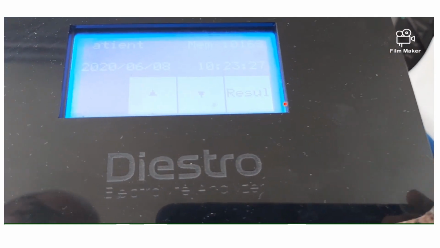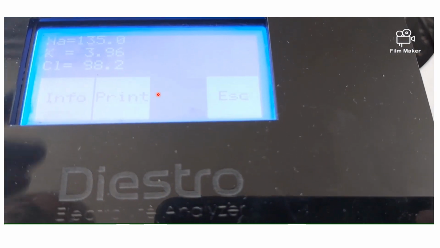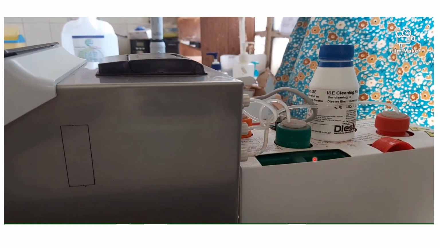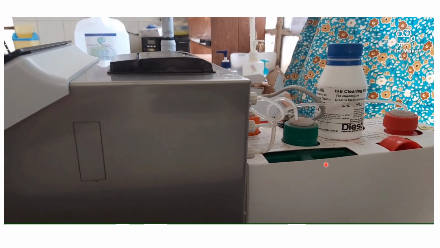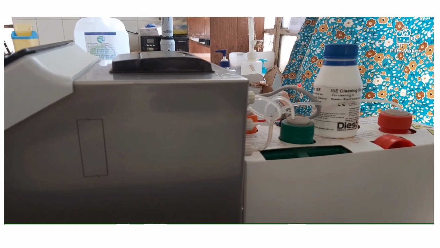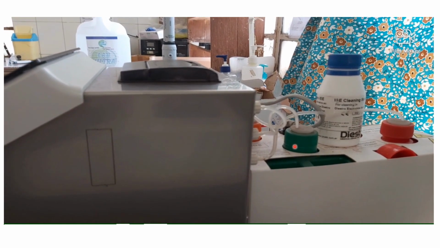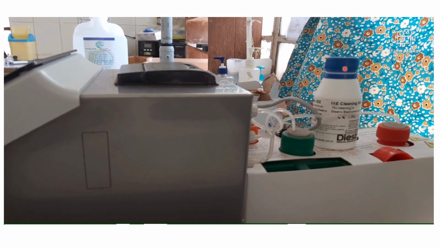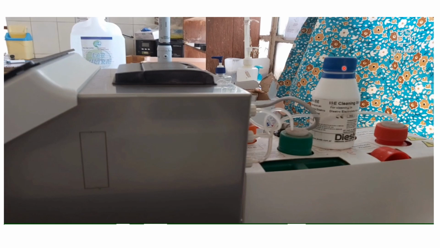Let us look at the results. So sodium is 135 millimoles per liter, potassium is 3.96 millimoles per liter, whereas chloride is 98.2 millimoles per liter for this sample. Now this is the hind portion of the equipment where the reagent pack which was shown to you in the beginning is attached with all these tubes, and this is the cleaning solution which cleans the equipment after the sample analysis is done.